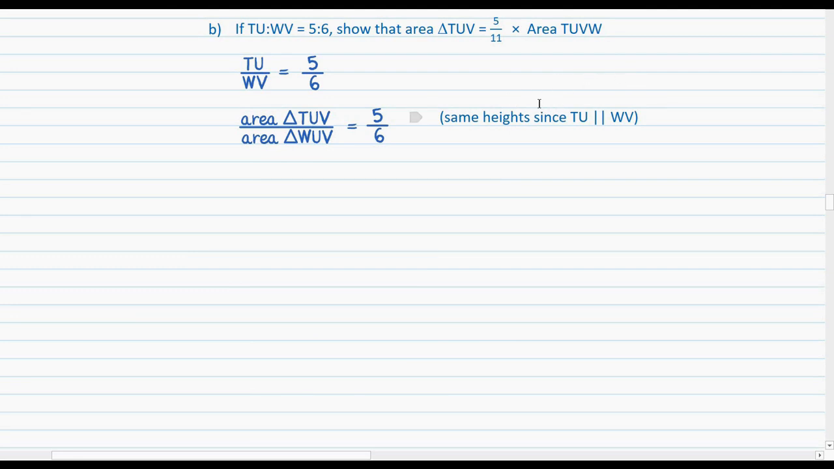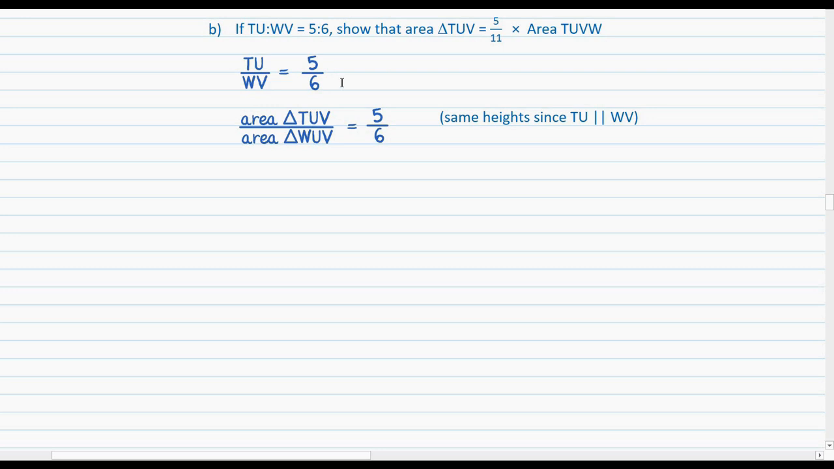And then the other thing is that, remember that I mentioned that they will give you two types of proof questions. One where they give you some statement and you have to interpret it correctly. And this is the second type where they told you specifically that you need to show that area of TUV is 5/11 times area of TUVW. And in that case, the starting point is usually just note down whatever information they've given you in the question and then see how you can relate that to the terms that are in the statement that you need to prove. So I went about it by writing this 5/6 ratio as a fraction.